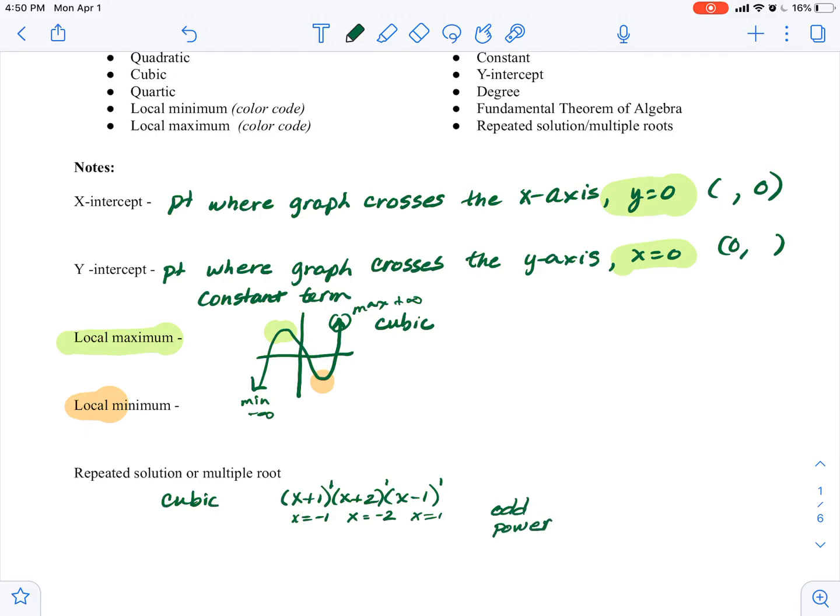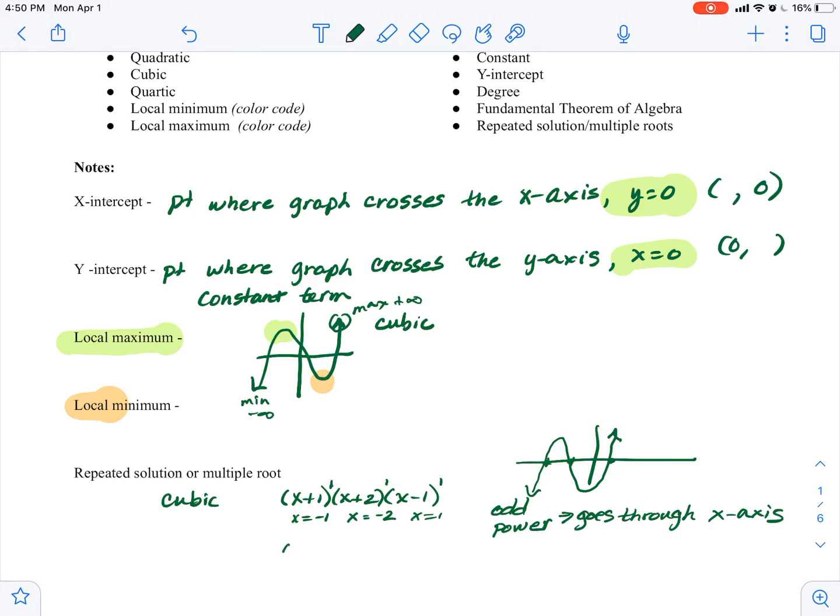And what that means is that it goes through the x-axis. So what I'm talking about when I look at this graph and I put my points at -1, -2, and 1, okay, my graph is going to go through those points. See how it goes through? So that's what we mean if it's to an odd power. Now that power could be a 3, it could be a 5. It's still going to be the same way. It's going to go through.